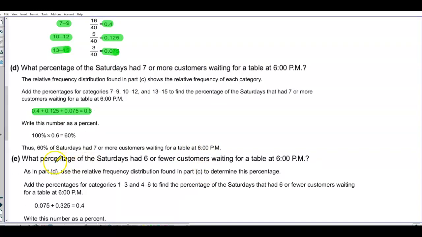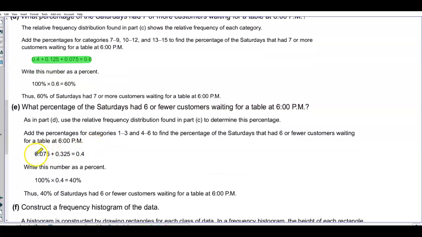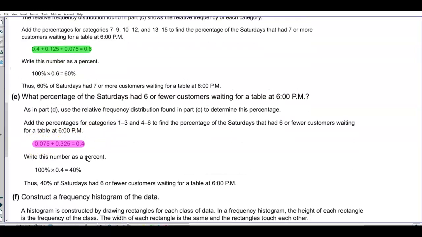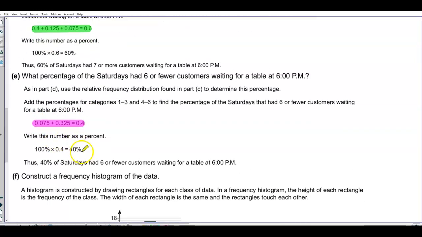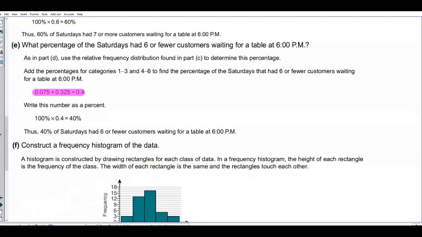Now we're going to find what percentage of the Saturdays had 6 or fewer customers waiting for a table. Here we have 0.325, and then classes 1 through 3 is 0.075. We add those together to get 0.4. Then we write this number as a percent by multiplying by 100% to give us 40%. Therefore, 40% of Saturdays had 6 or fewer customers waiting for a table at 6 p.m.